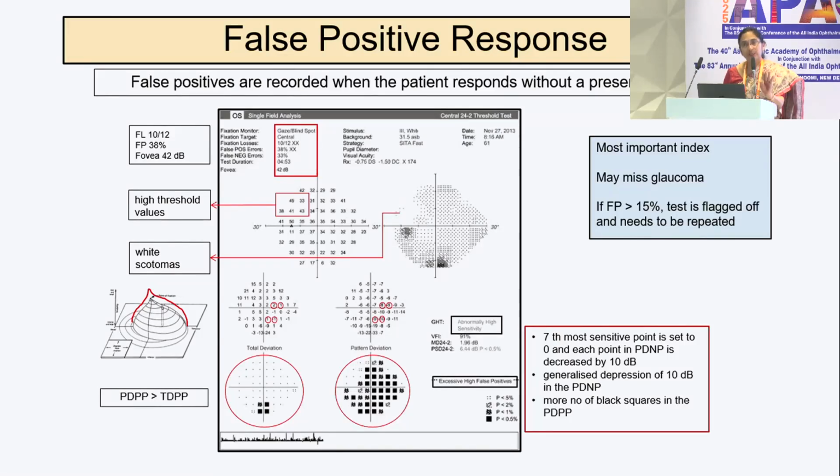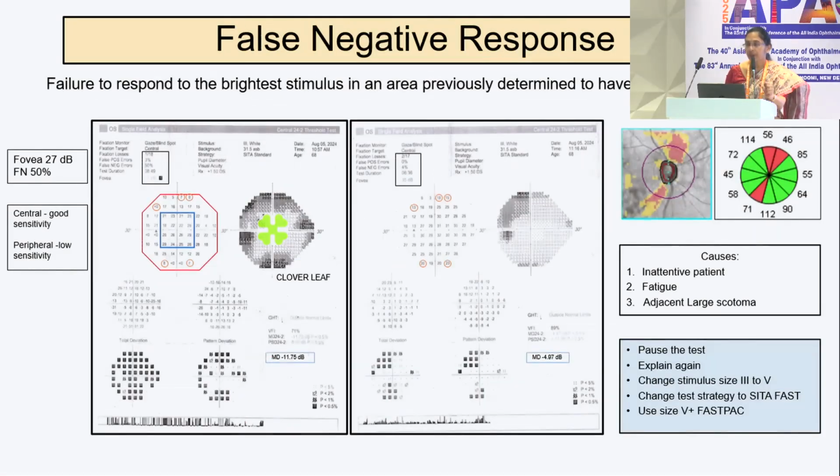Again, patients have to be explained, the test can be paused, patients have to be explained again, and the test has to be done again, because this is a very important index. Because the patient is responding very much, there is a high possibility that glaucoma may be missed. So it's a very important index, and this has to be corrected by proper counseling of the patient.